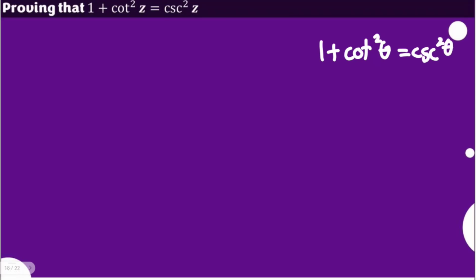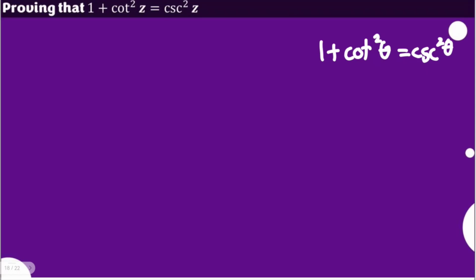Or in other sense, we also write it a different way because this is commutative. We have cotangent squared theta plus 1 is equal to the cosecant squared theta. This time, it's also true for this identity for complex numbers. It's just that we are using z instead of theta.